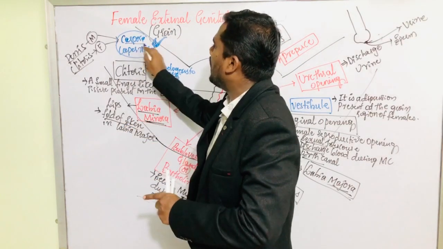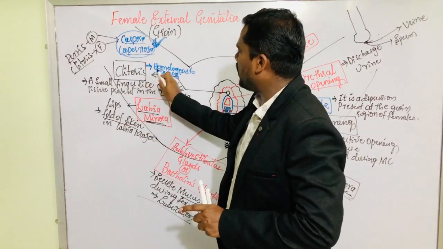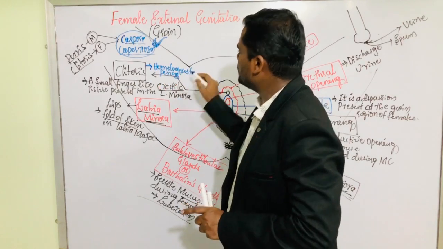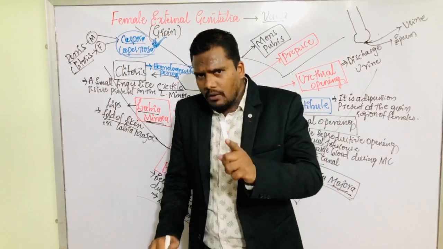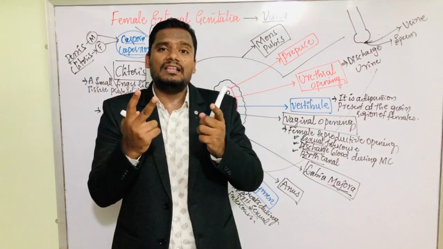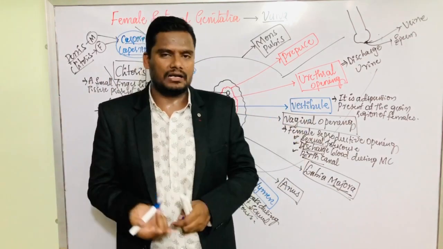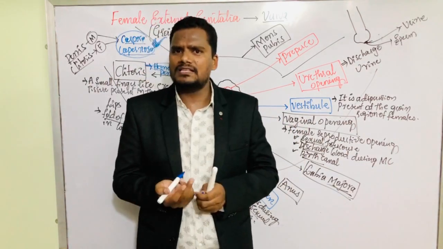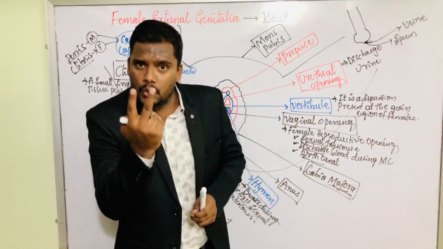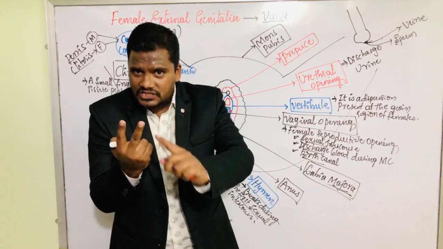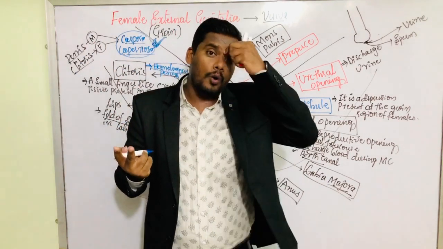It is corpora cavernosa. Hence the clitoris is called homologous to the penis. Now the question arises, what is homologous? We have two types of organs in biology, homologous organs and analogous organs. Homologous means if any two organs are structurally the same but functionally different, then such organs are called homologous organs.